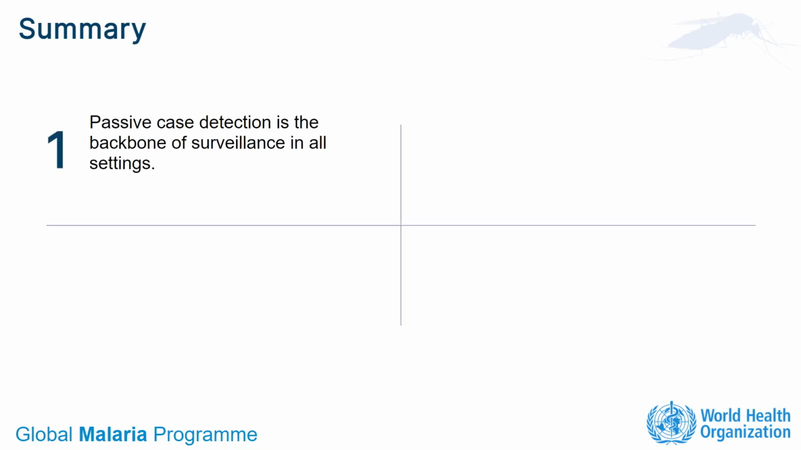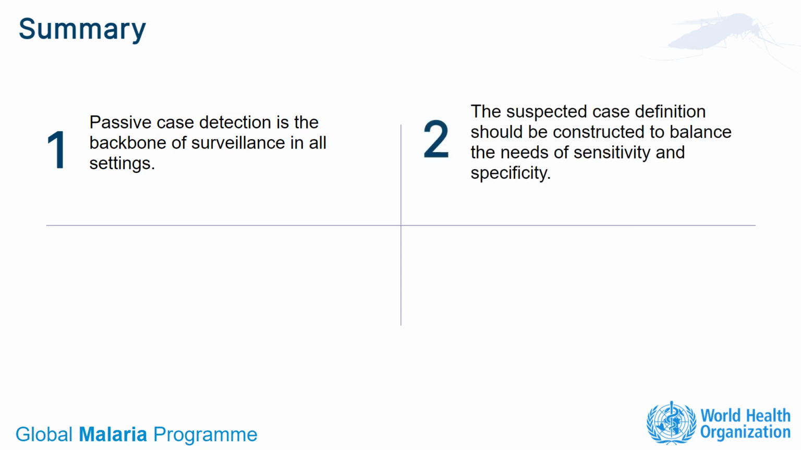Here are some of the key points from the module. Passive case detection is the backbone of surveillance in elimination settings. Without a strong passive case detection system, elimination is much more difficult, if not impossible. Passive case detection depends on identifying suspected cases. The suspected case definition needs to be constructed so that it is sensitive enough to pick up all malaria cases, but specific enough that you do not expend testing resources unnecessarily.